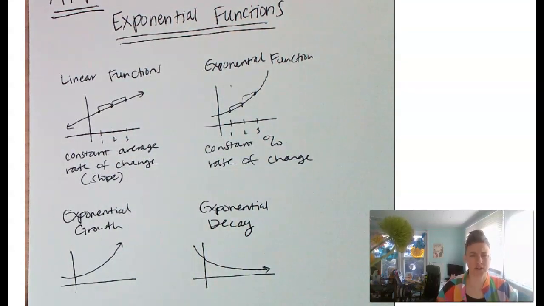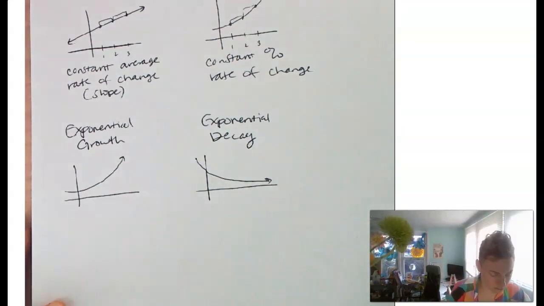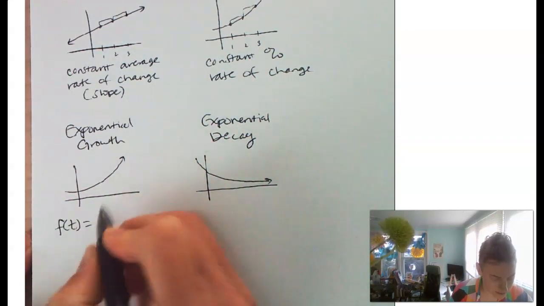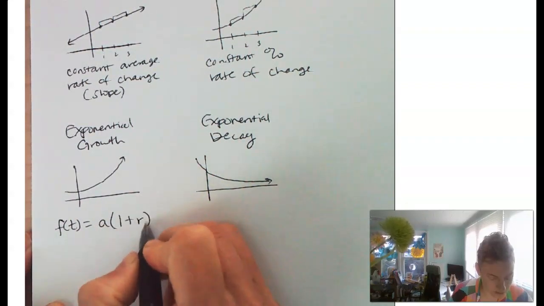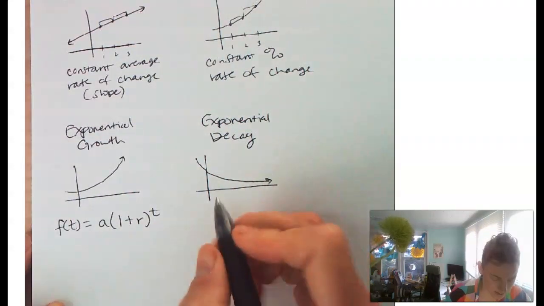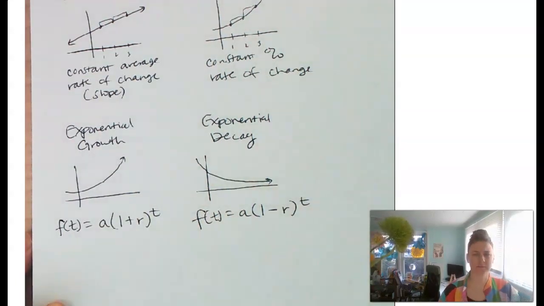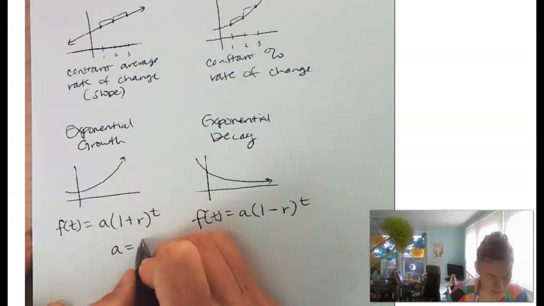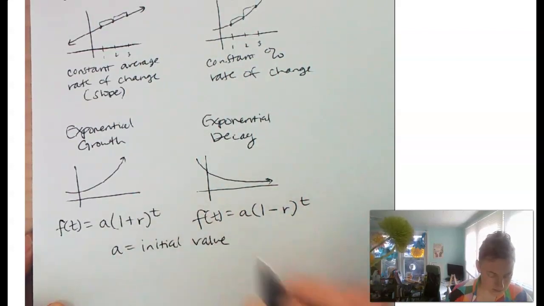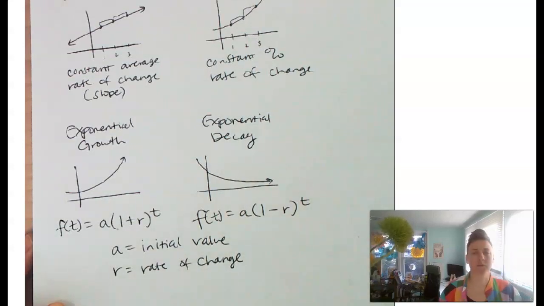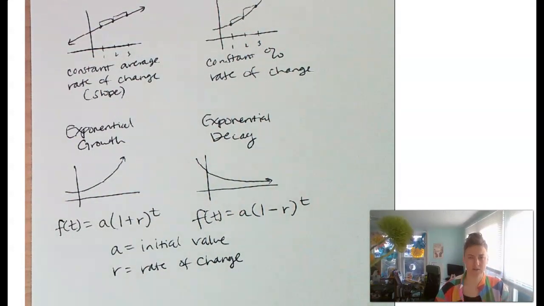They have really similar equations. The exponential growth function is going to be, let's say, f of t is a times 1 plus r to the t. And the exponential decay function, f of t is a times quantity 1 minus r to the t. Now, in both of these cases, a is going to be our initial value. And r is going to be our rate of change, which will be some sort of percent change, like an 8% growth per year, or a 0.25% decay each year.